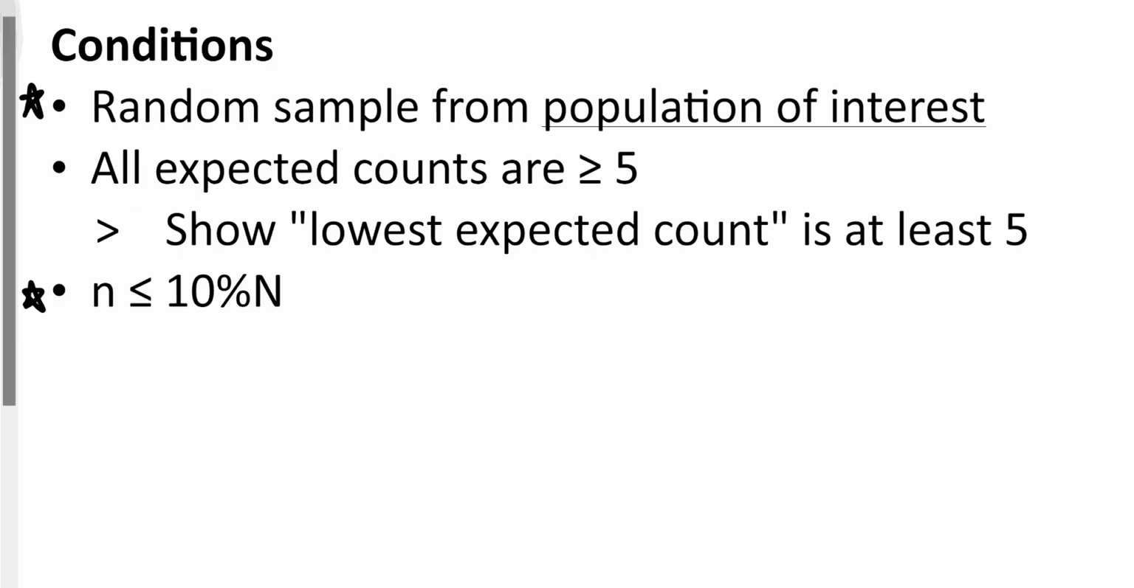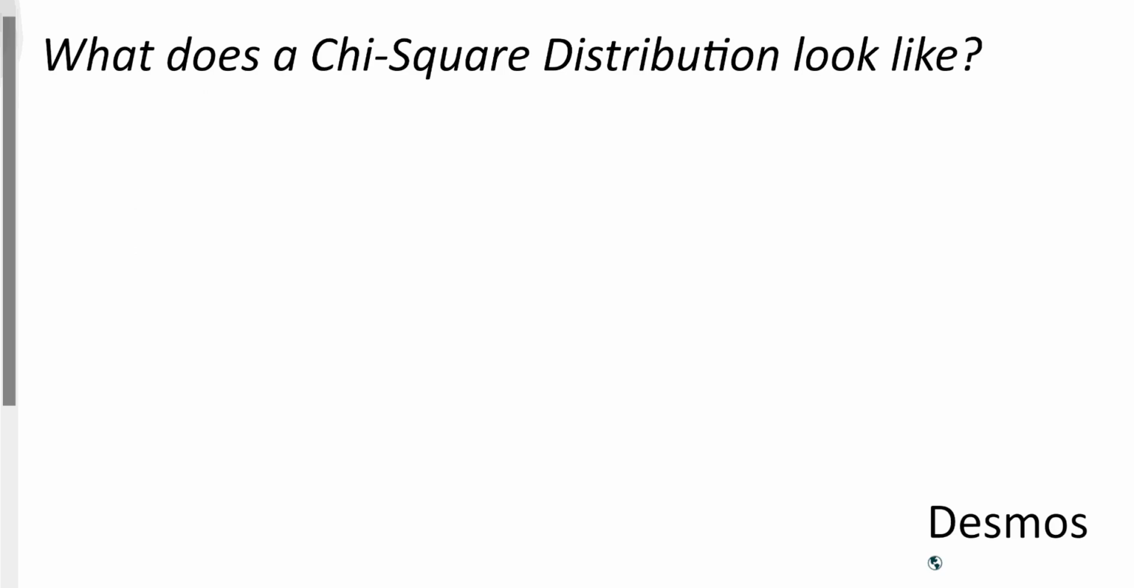So we don't need that. We just need to make sure all expected counts are at least 5. Otherwise, if it gets too low, and we're going to look at the lowest expected count, then it can mess things up here. But I want to look at what it looks like.